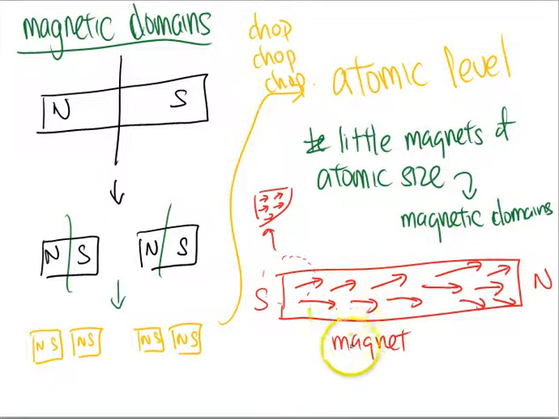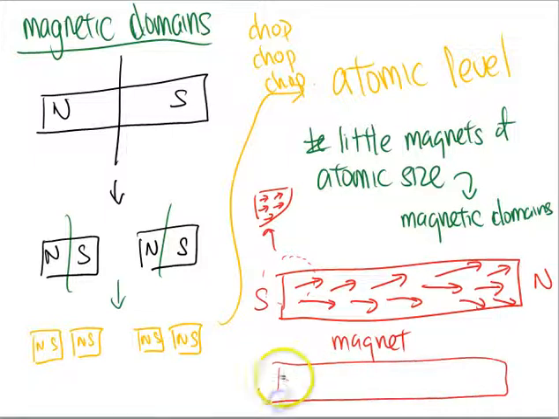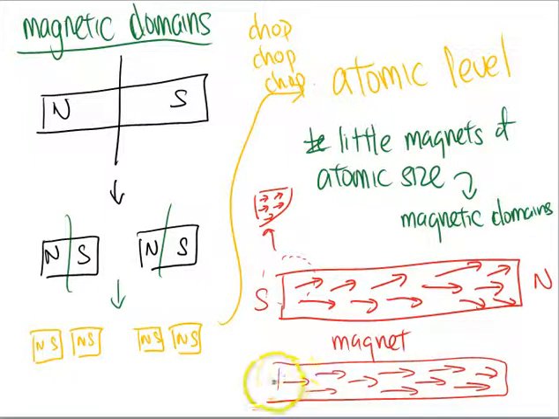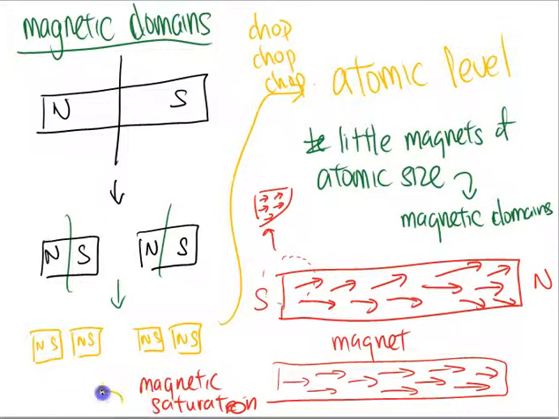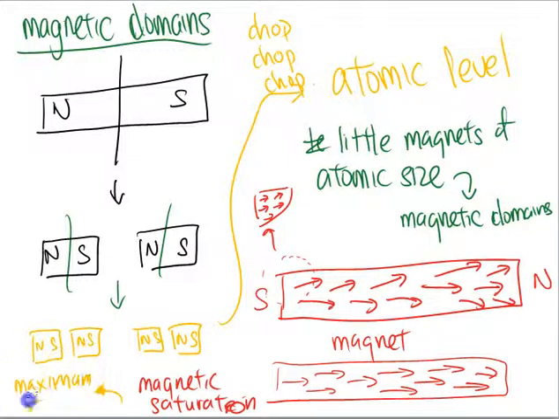Now, what if all of them are aligned very nicely? So you have all of them all pointing to the right. Very, very nicely. We said that this magnet here has reached a magnetic saturation. It means that the strength of the magnet is at its maximum. So it is very, very strong.